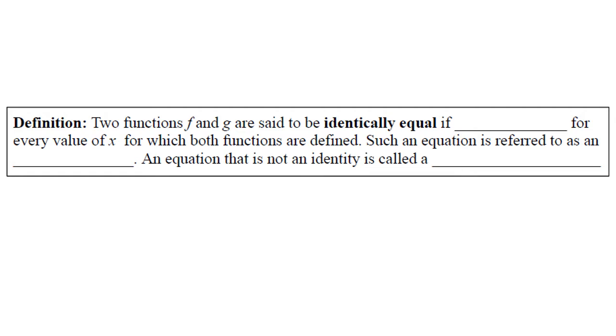So to summarize, two functions f and g are said to be identically equal if f of x equals g of x. That means your outputs equal each other for every value of x for which both functions are defined. Such an equation is referred to as an identity. An equation that is not an identity is called a conditional equation, which is what we've been working with since pre-algebra.